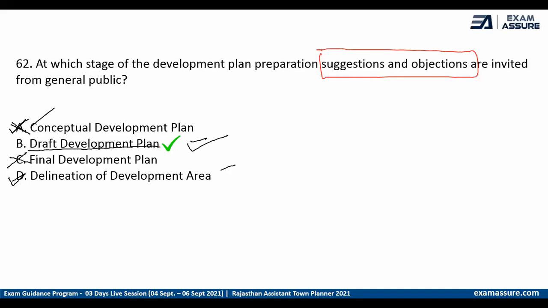Just like DDA has invited for the 2041 master plan, right? Any plan, when it is in the draft stage, is open to the public for any objections before the final plan is put in place. Okay, let's go to the next question.